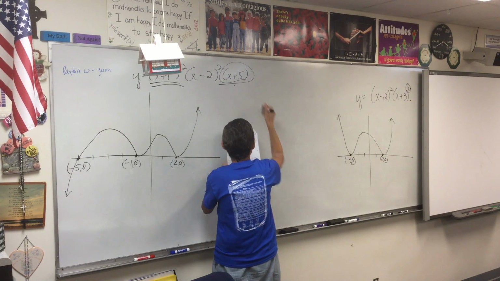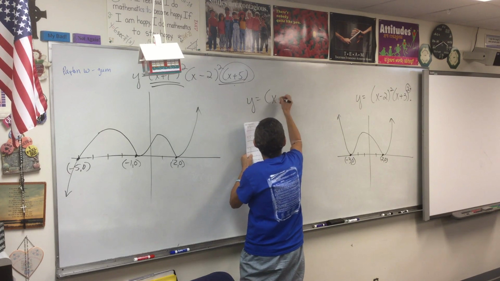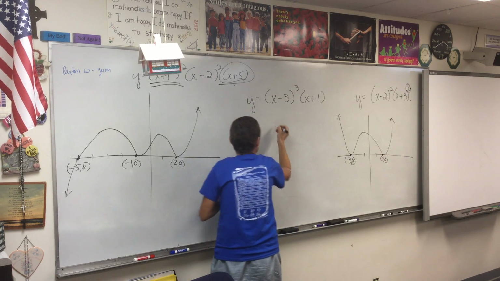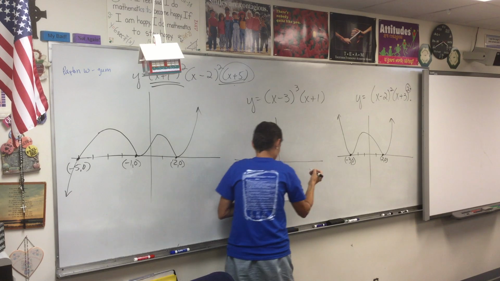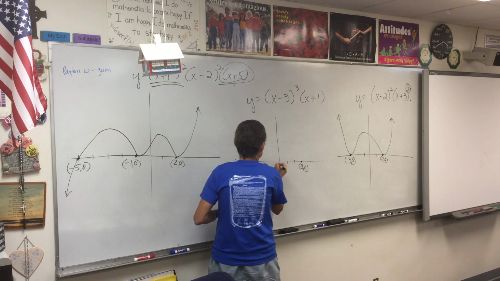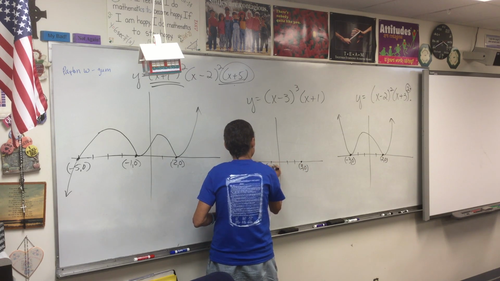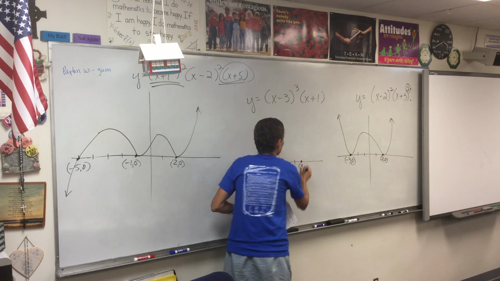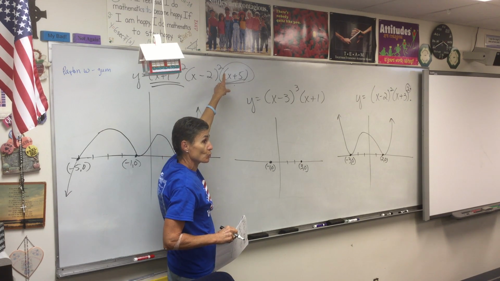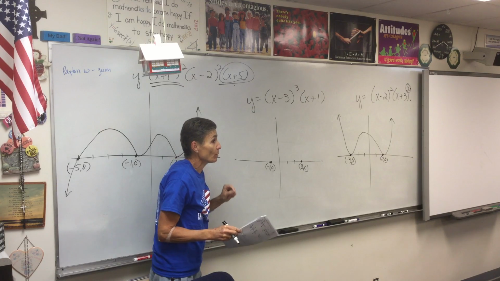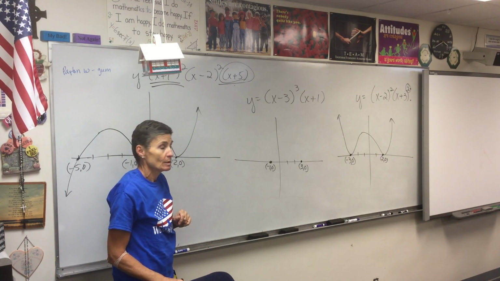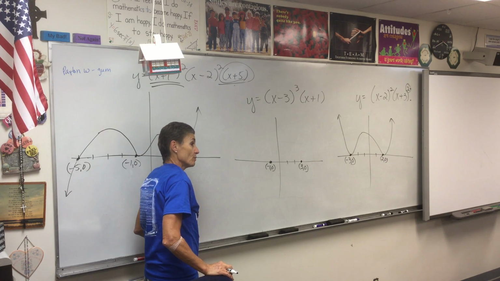Take a look at F. Okay, there's something a little bit different about F. What's different about it? There's a cube. Okay, now wait a second. We talked about how to deal with factors when they are squared. How do we deal with them when they're squared? They bounce, right? How do we deal with them when they're cubed?